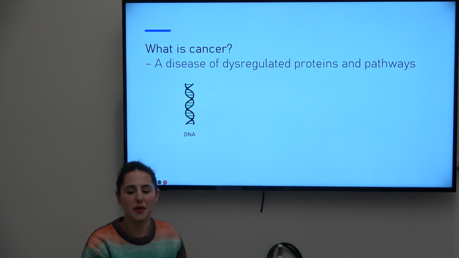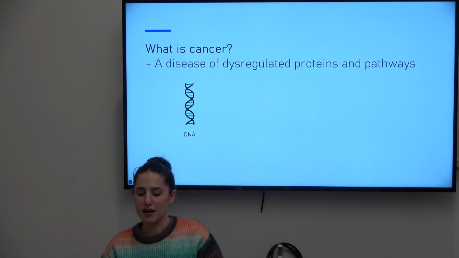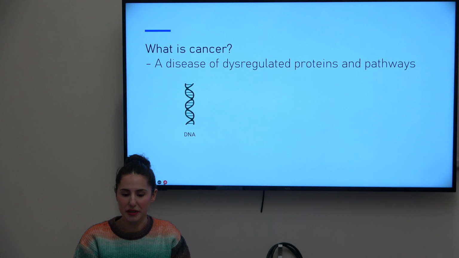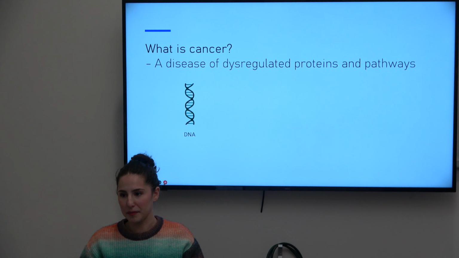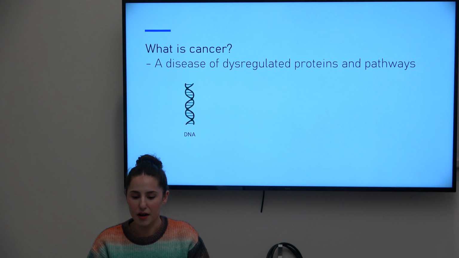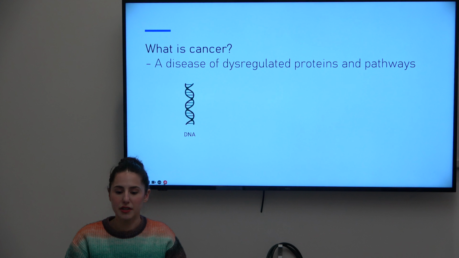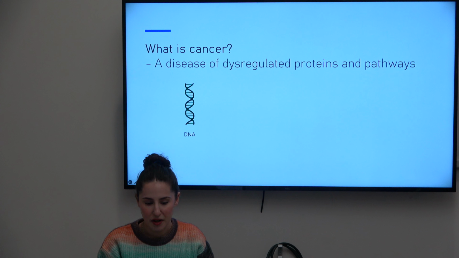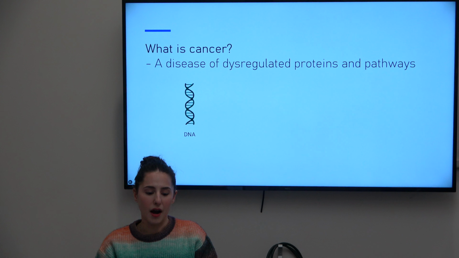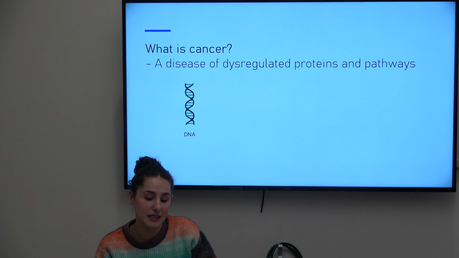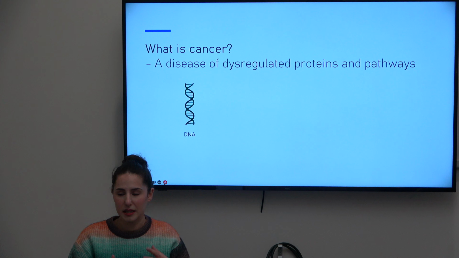But when we talk about cancer, it's easy to think of it as cells growing uncontrollably. And that's just the phenotype, that's the outward behavior. At a molecular level, cancer is a complex systems breakdown, and it's defined as a disease that's dysregulated by proteins and pathways.